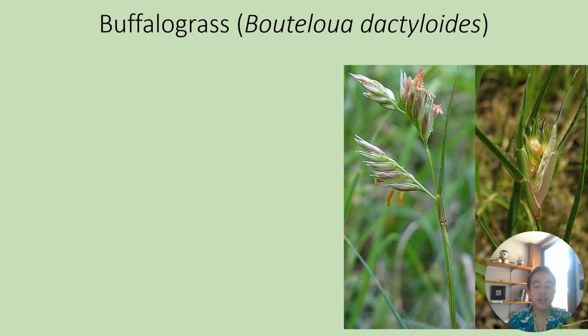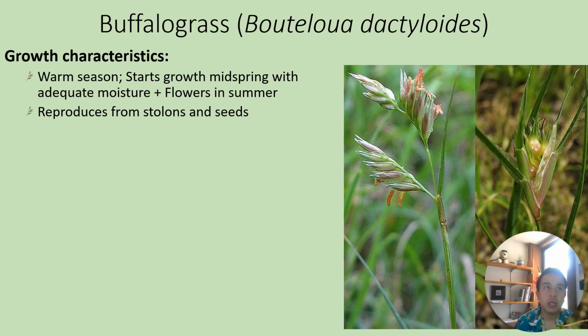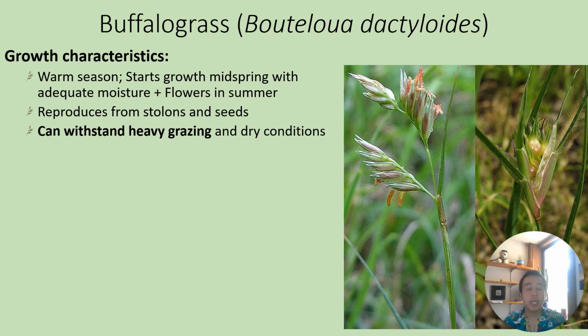In terms of the growth characteristics for buffalo grass, or Bouteloua dactyloides, it is typically a warm season plant, and it starts its growth mid-spring with adequate moisture and then usually flowers by the summer. It often reproduces by both stolons and by seeds, so both through asexual and sexual reproduction. It also can withstand heavy grazing and dry conditions, which makes it a really great range species.